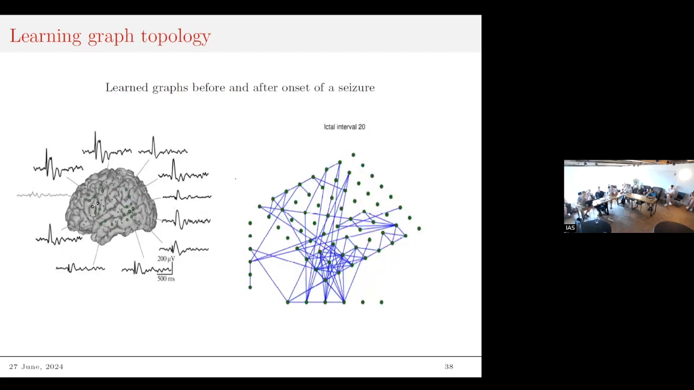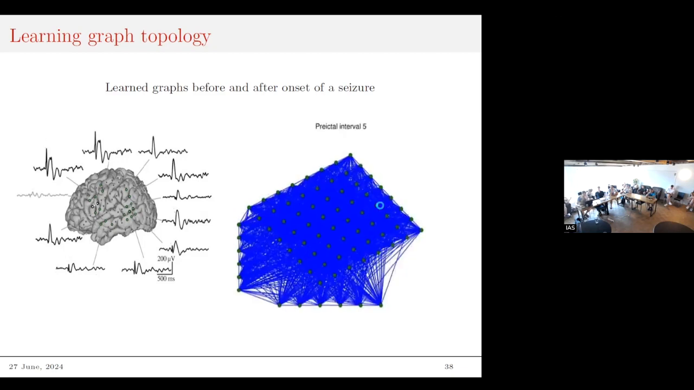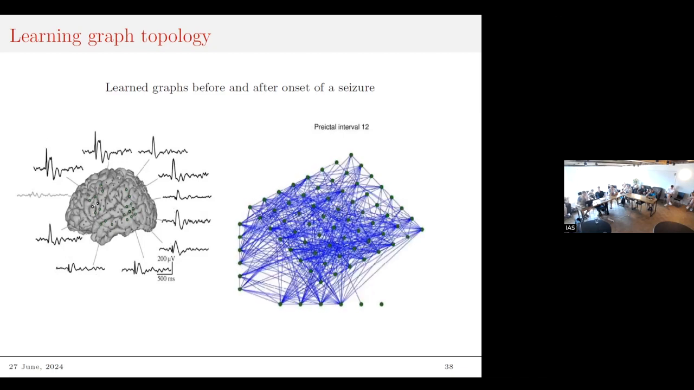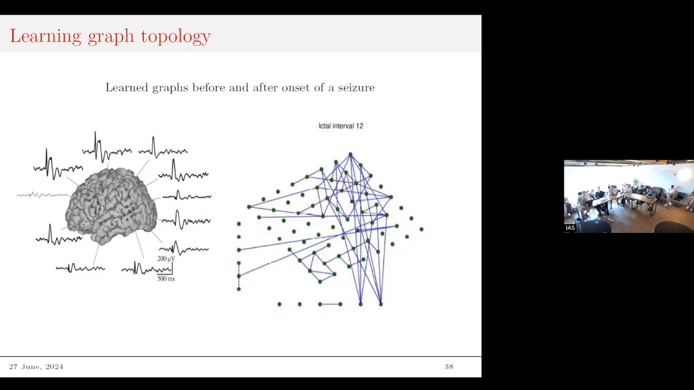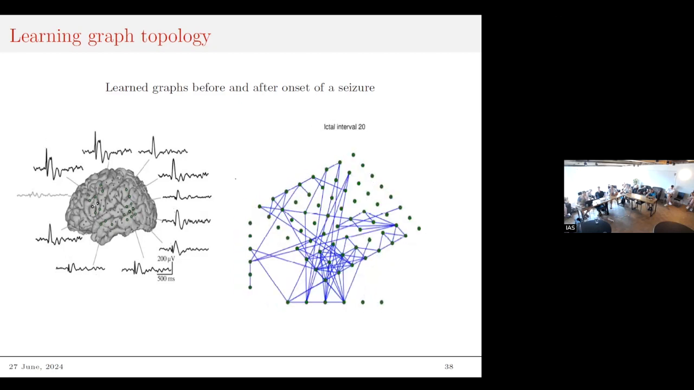Again, here in the preictal interval, we can see that it is strongly connected. Here it becomes disconnected. There is a loss of connectivity. Maybe there is a disorder in the functionality. I don't know what happens. The electrodes are distributed the same way these graphs are plotted.